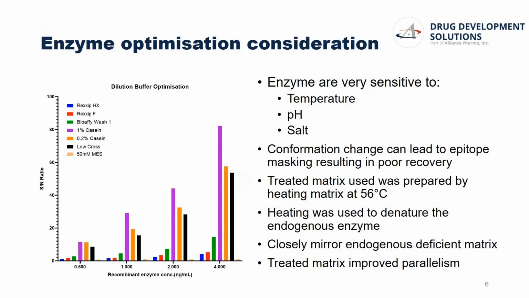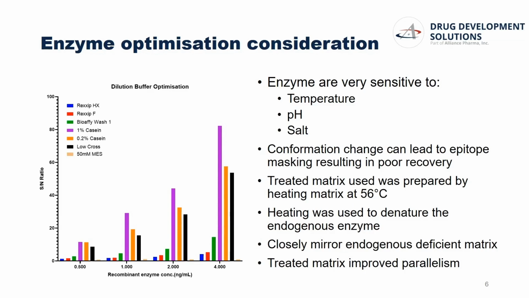So it's important to consider when developing these assays things like temperature, pH, and salt. These are things that are also important for all the other analytes, but become even more important when it comes to enzymes, as all these three things mentioned above can play a key factor in terms of conformation change of the enzyme. And when you change conformation, you can lead to epitope changes or even masking, which can lead to various different recovery, poor, or even higher recovery in some instances.